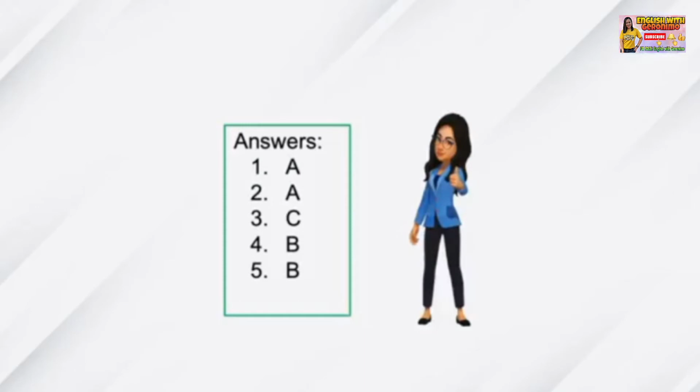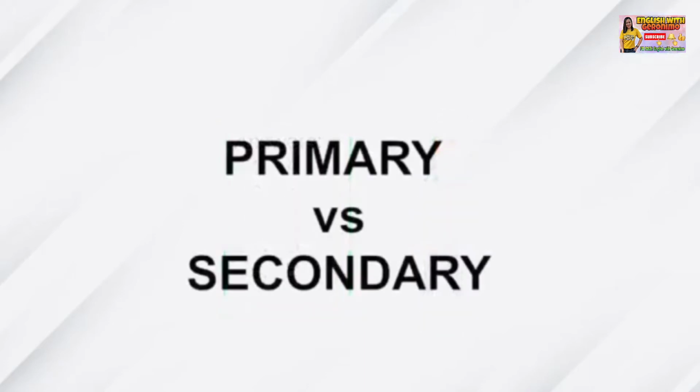Here are the correct answers. Number 1 is A, number 2 is A, number 3 is C, number 4 is B, and number 5 is D. Information comes from both primary and secondary sources. It is important to know the differences between the two.